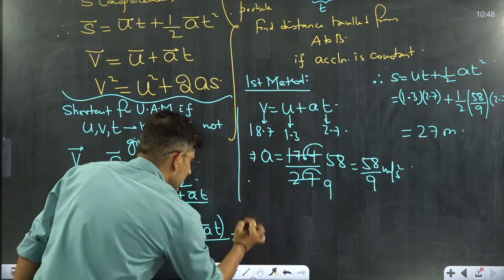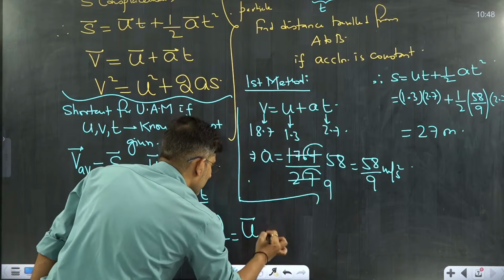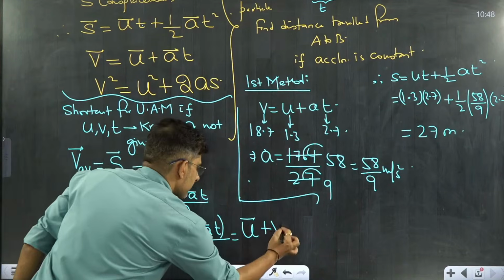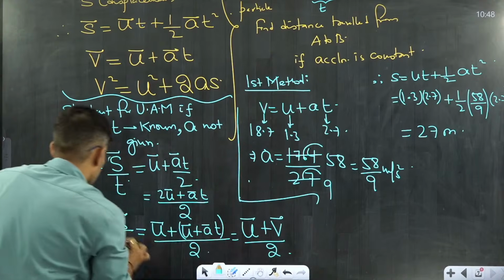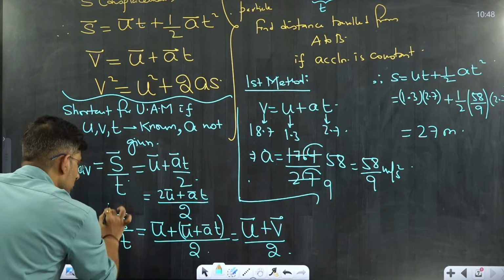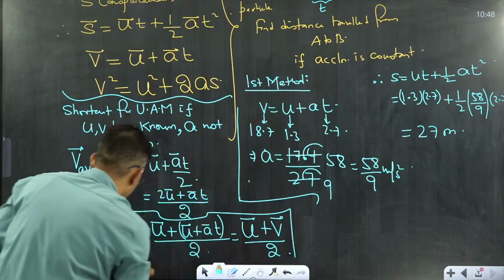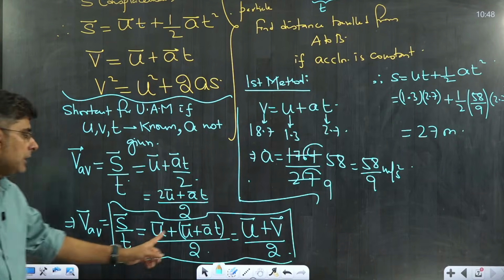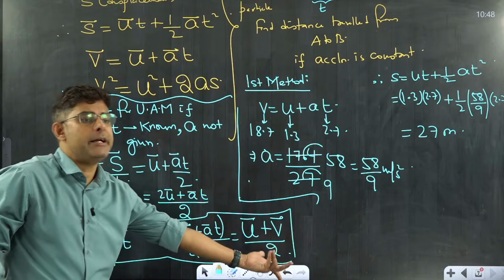That means, can I say u plus at is nothing but v? So this is a very important formula which we can directly use as a shortcut in solving questions. Displacement by time is just u plus v by 2. That's it.